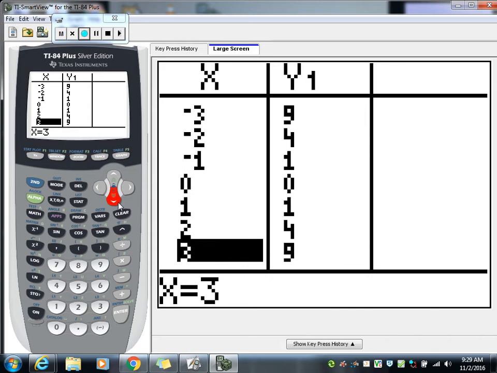And here's the pattern I'm talking about. In your y column, your top and your bottom number are the same. Then those next two are the same. Then those next two are the same, and then you've got one in the middle. That's your pattern for your quadratic. So once you have that, go ahead and copy it down into your table.